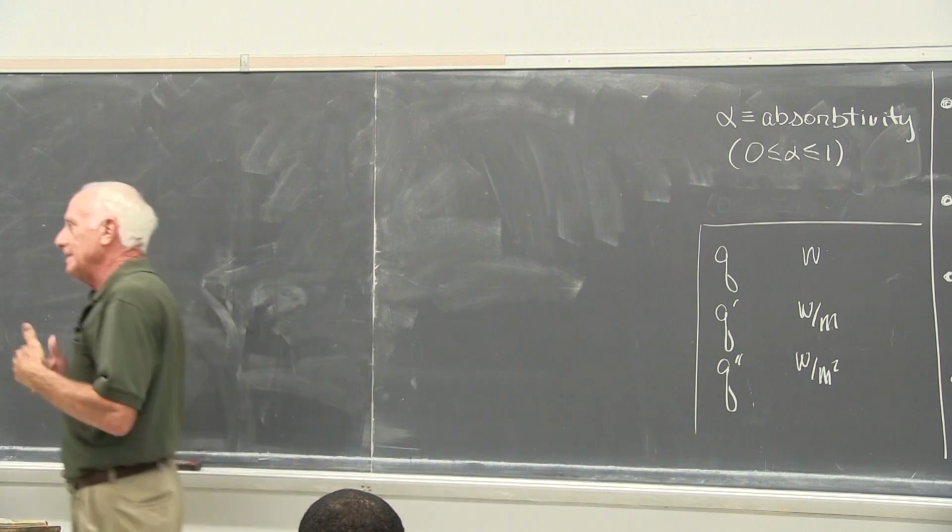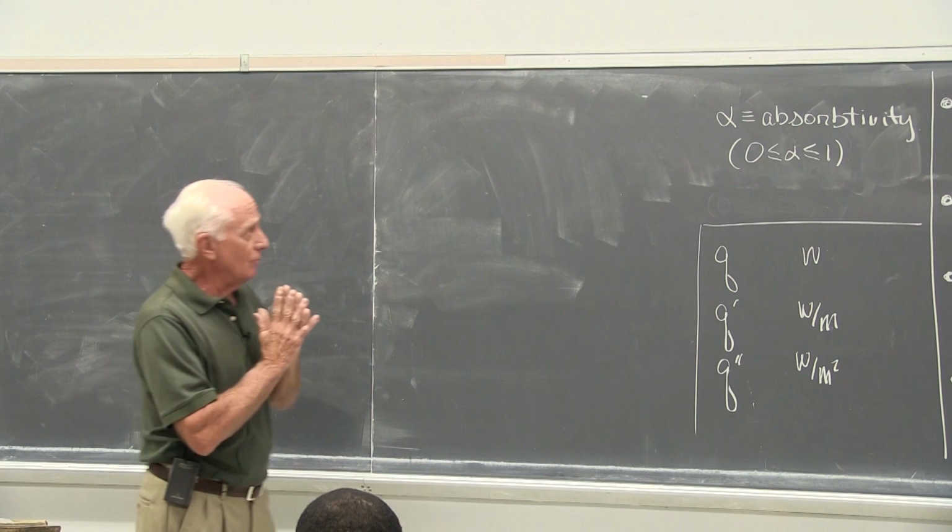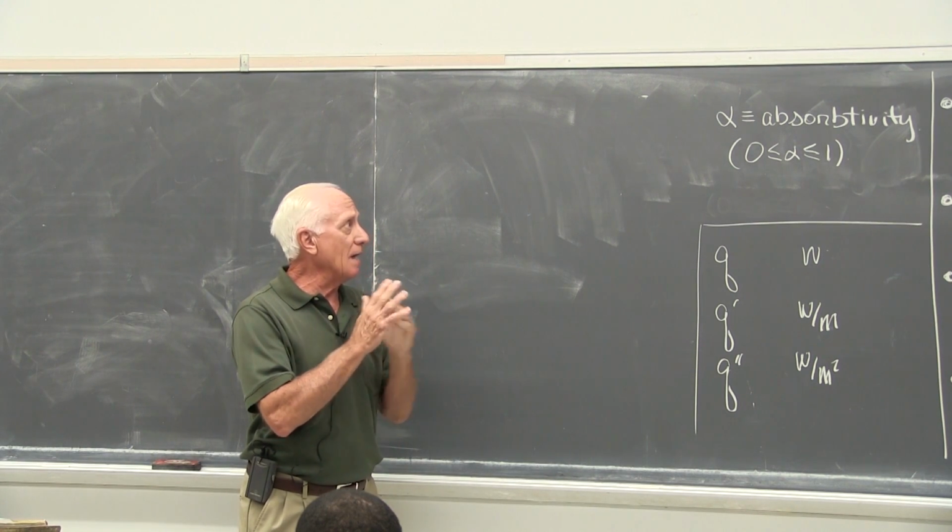So again, it's a property of the surface. One of your problems for homework involves using alpha. So you take alpha times the solar radiation, watts per square meter, and that gives you how much is absorbed.